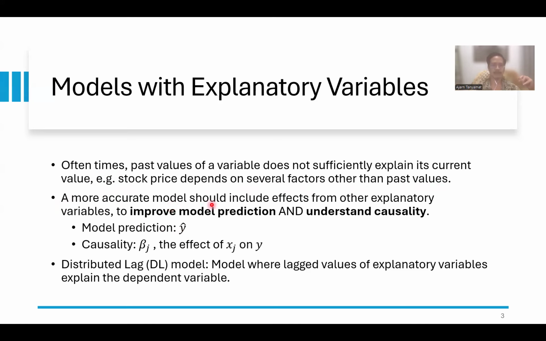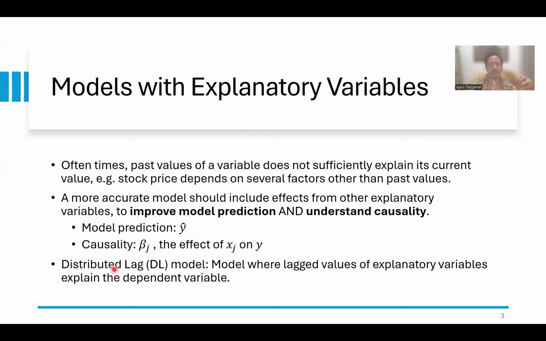So a more accurate model should include effects from other explanatory variables to improve model prediction and understand causality. Model prediction, we're talking about the y hat, right? True y, and we have the y with the hat. That's the model prediction. It's equal to the linear equation of x and betas. X is the explanatory variable, and beta is the coefficient. Understanding causality, we're looking at this beta j coefficient.